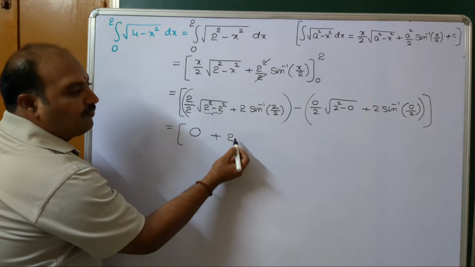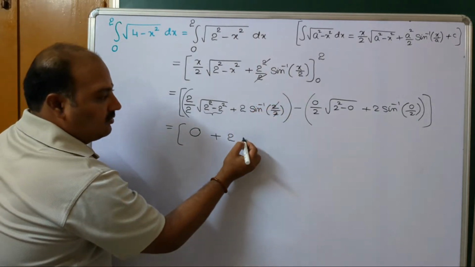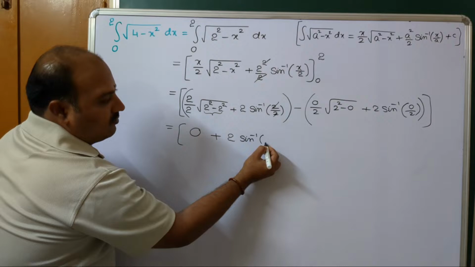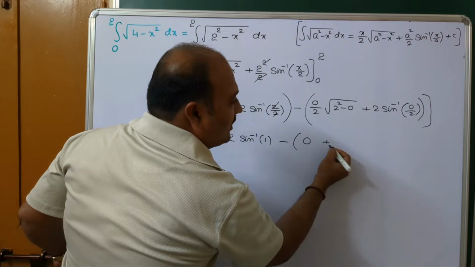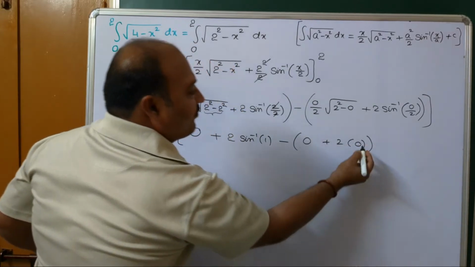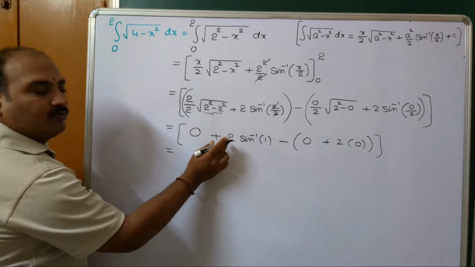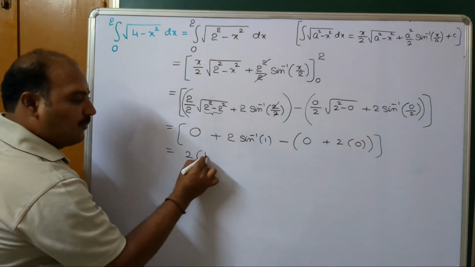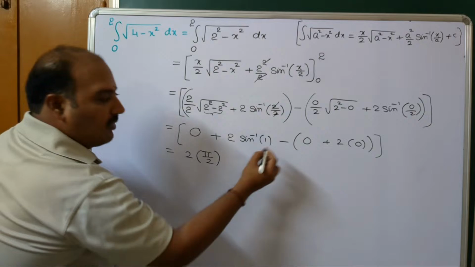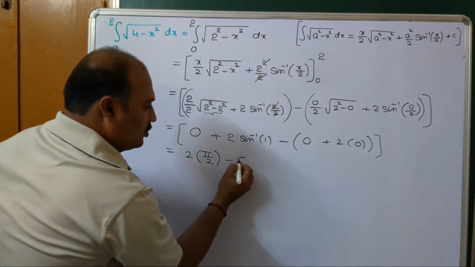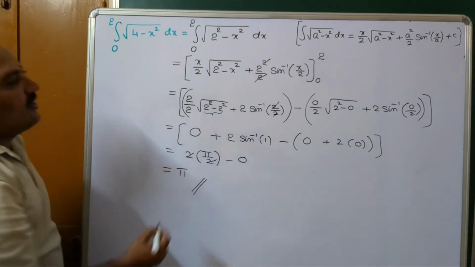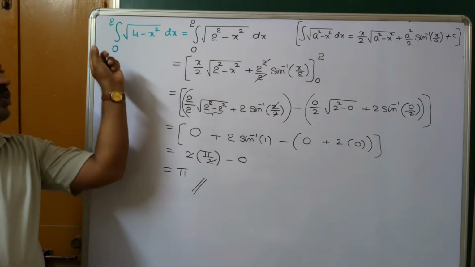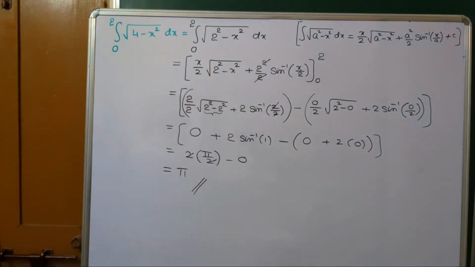Plus 2 into sine inverse of 1, minus 0 into anything is 0, plus 2 into sine inverse 0, which is 0. So that is equal to 2 into sine inverse of 1, which is pi by 2, minus 2 into 0, also 0. So the total value goes to be 0. Here the 2 gets cancelled. The answer is pi. Therefore, integral 0 to 2 root over 4 minus x square dx is equal to 2. Sorry, pi.